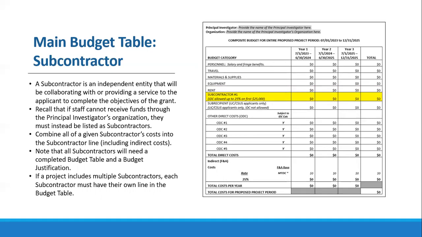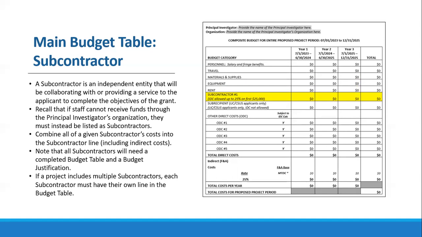Subcontractors, we define as an independent entity that will be collaborating with or providing a service to the applicant to complete the objectives of the grant. So essentially somebody working on the project that is not paid by the principal investigator's institution. Combine all of these costs into the subcontractor line for each individual subcontractor and provide multiple subcontractor lines by adding lines to the table if you have multiple subcontractors.